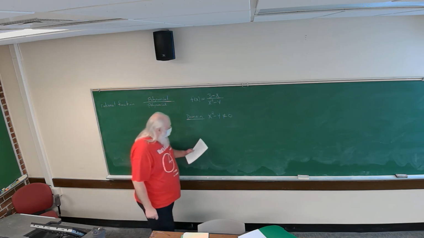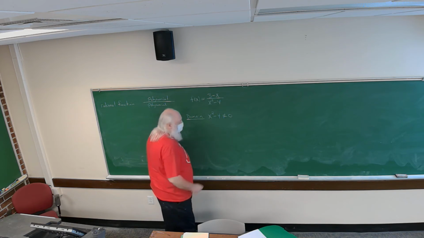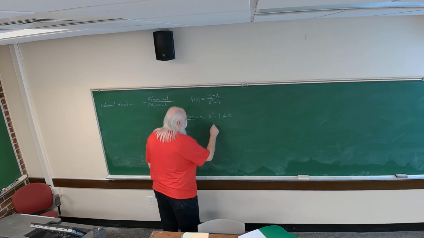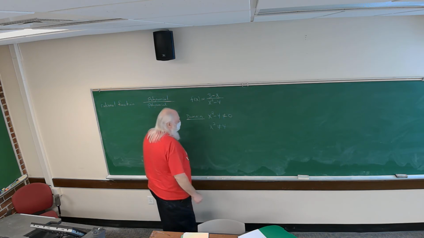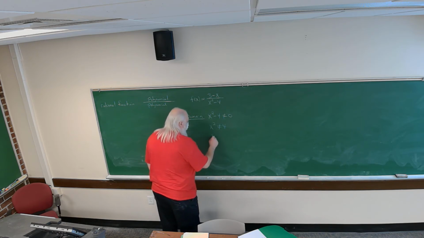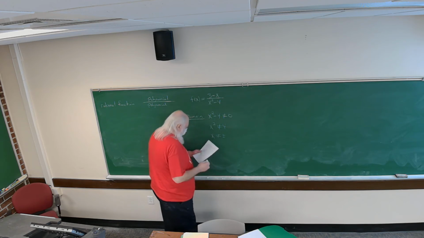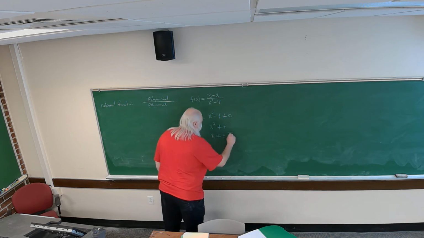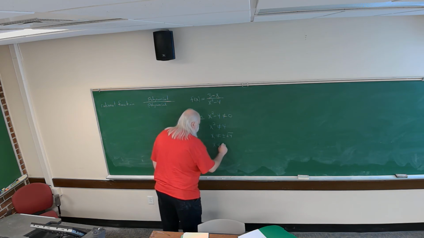Well, using the square root method, you add 4 to both sides. You get x squared cannot equal 4. And then when you take the square root of both sides, you get x cannot equal plus or minus the square root of 4, which is equal to 2. So you get x cannot equal plus or minus 2.